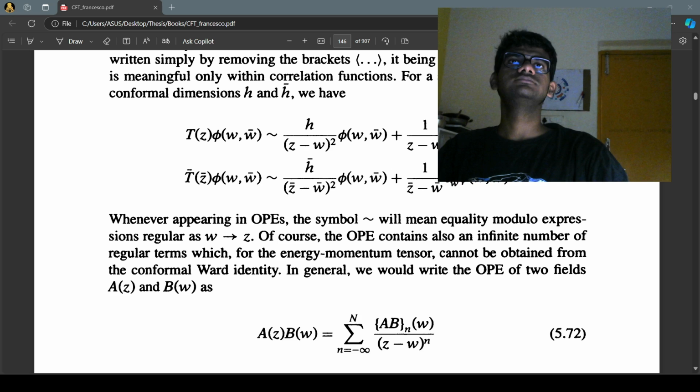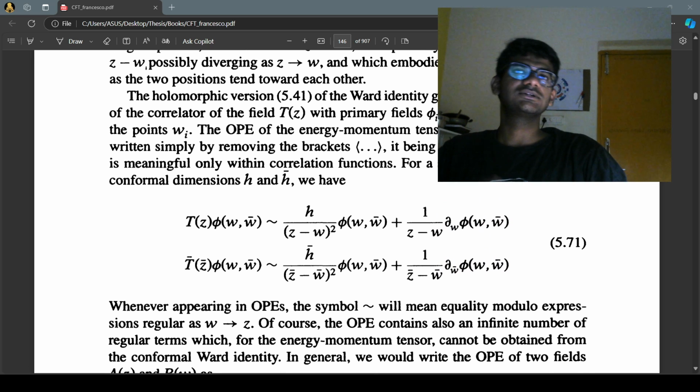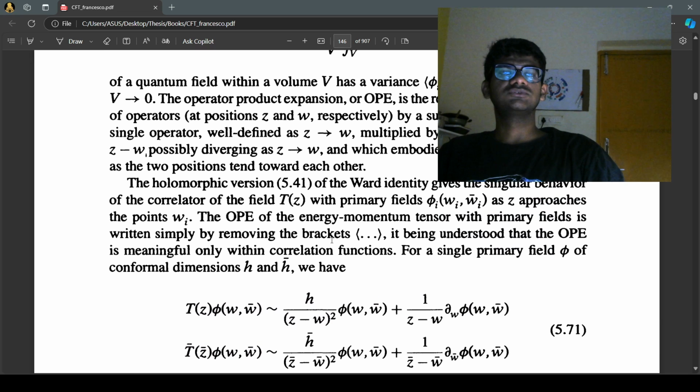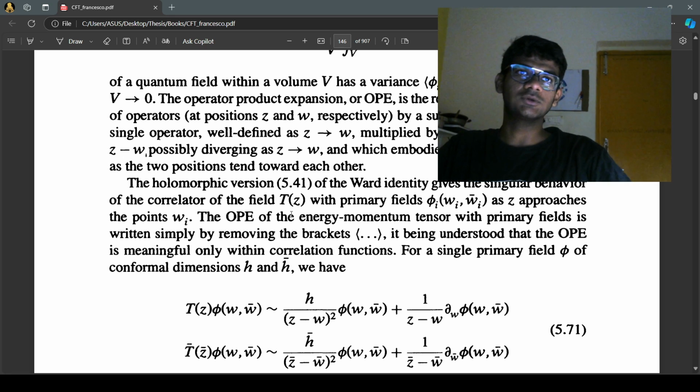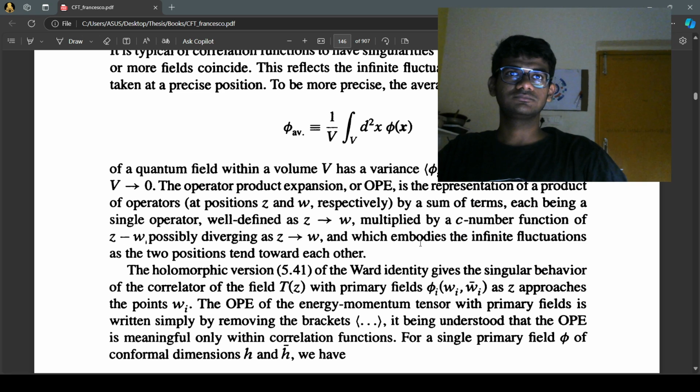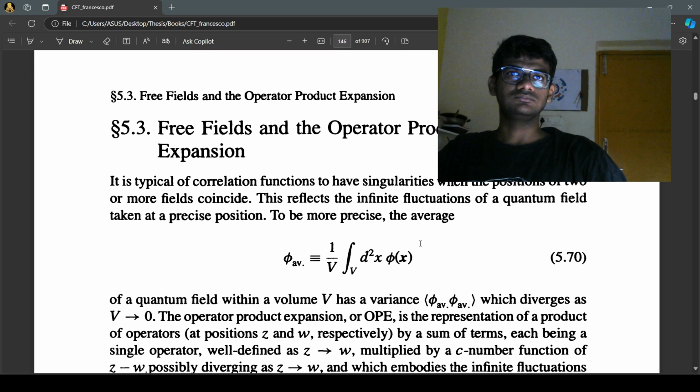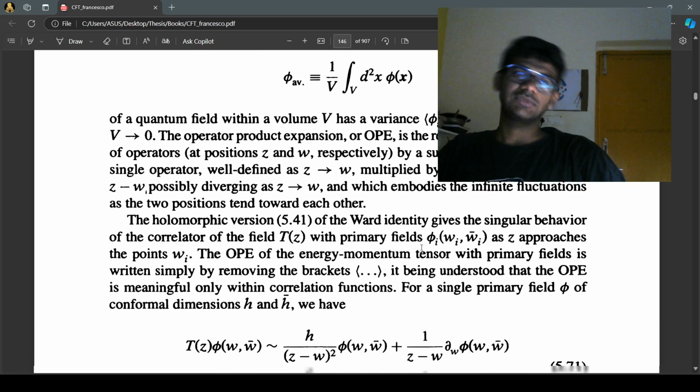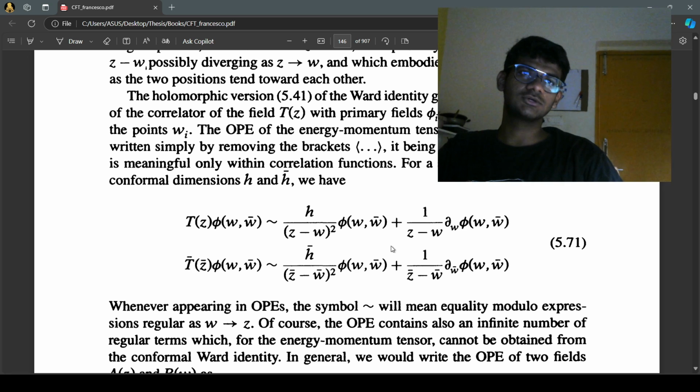But yeah, it's basically an expansion of the operators in terms of other operators regular at z equals w, and it has the complex singular part, probably it might have. So it's basically an expansion within the correlation functions of product of operators.